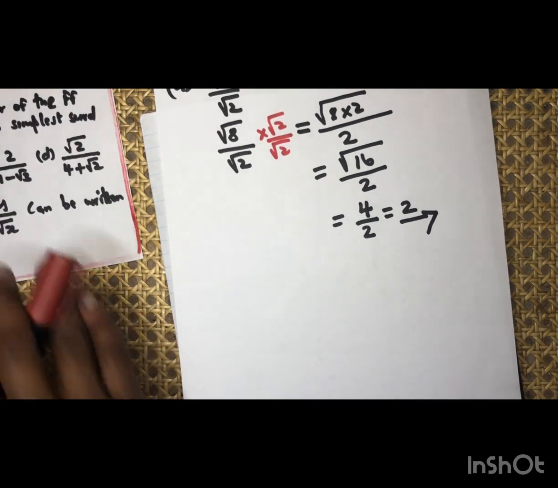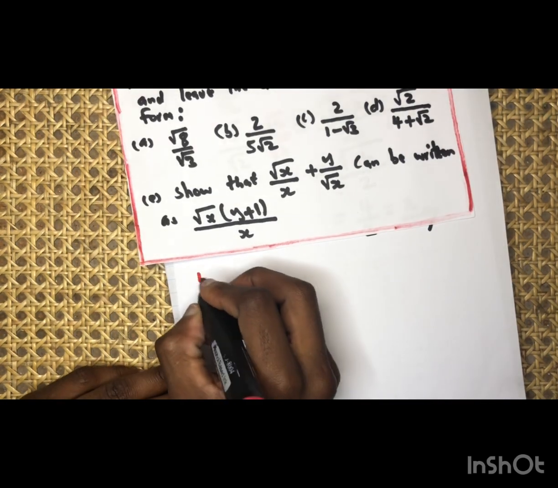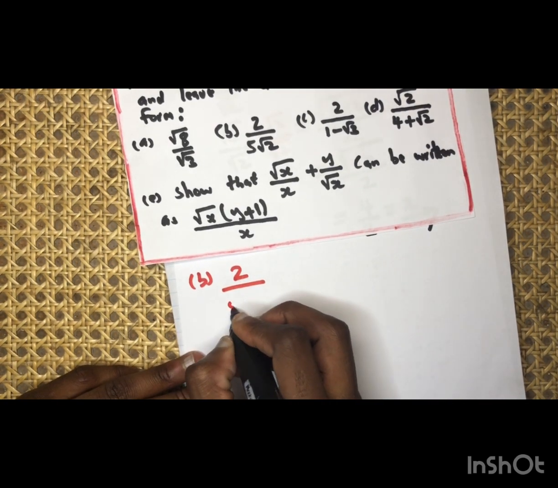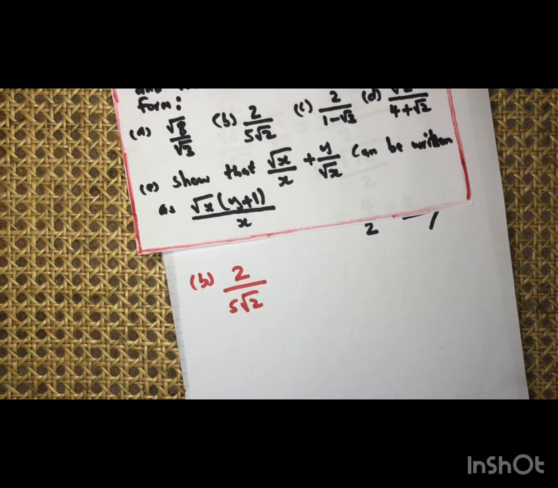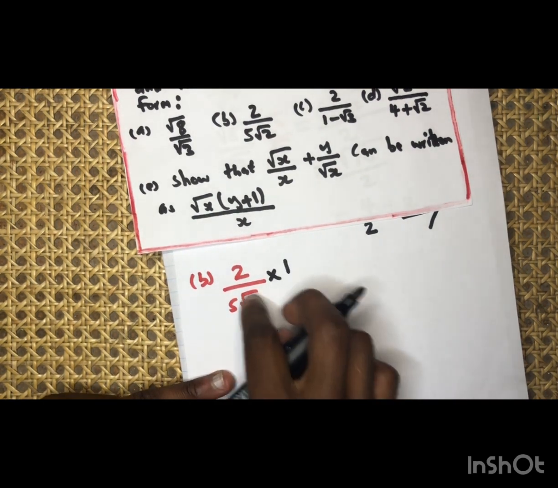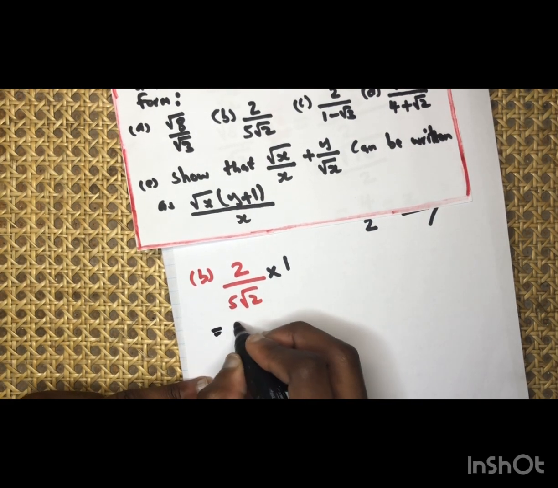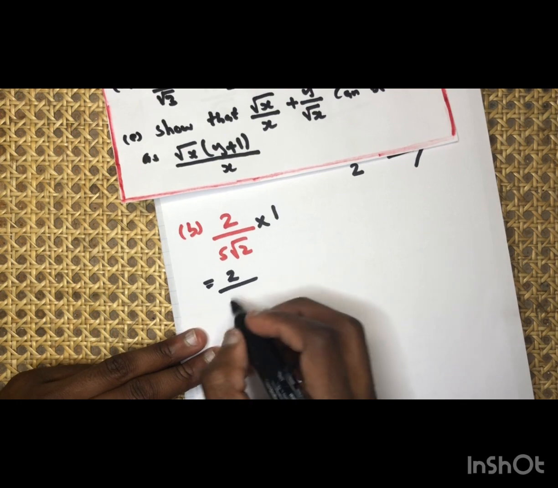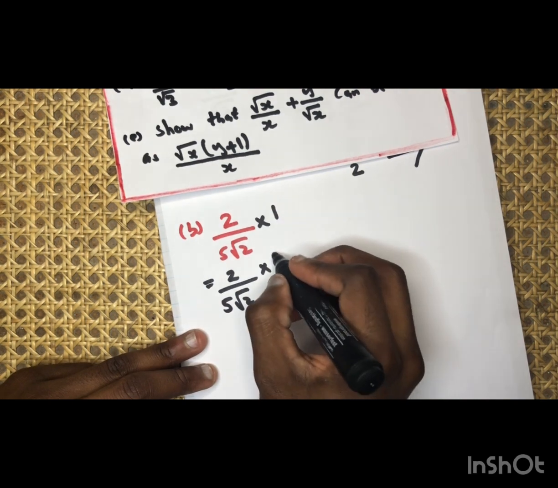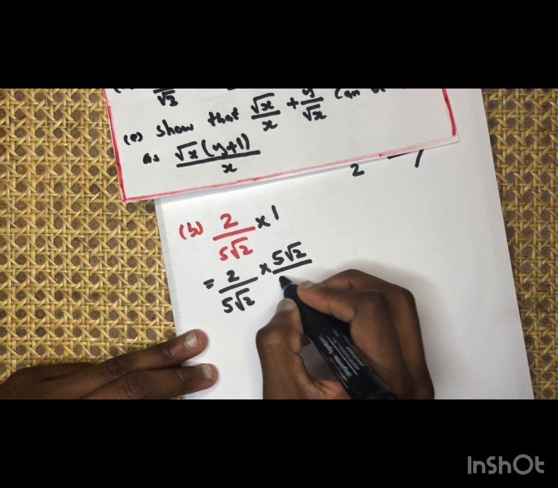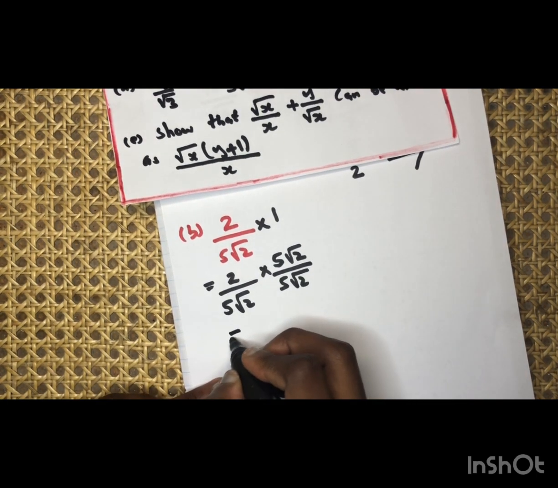So we go to number B. So what do we have? Number B, we're given 2 over 5 root 2. Understand? So still, guys, the technique is the same. The aim here is to get rid of the surd in the denominator. So I'm going to multiply by 1, which is the same as 2 over 5 root 2 times, remember I need to get rid of this, guys, 5 root 2 over 5 root 2. Okay, so now it's easy to move.